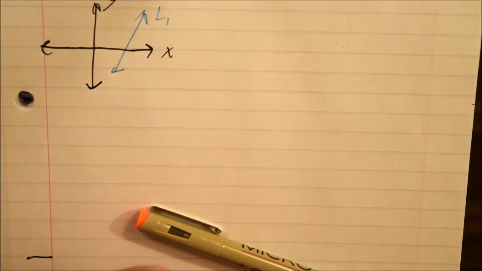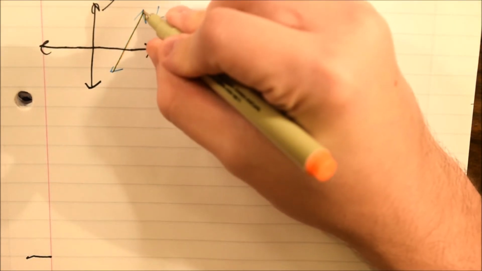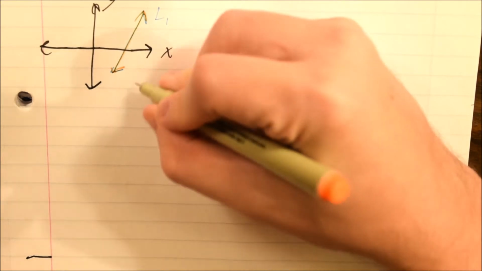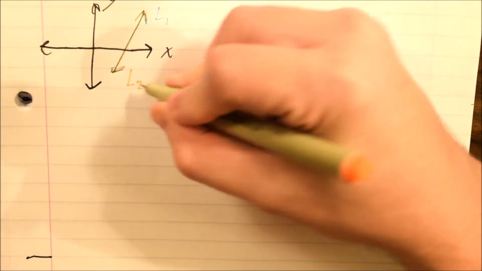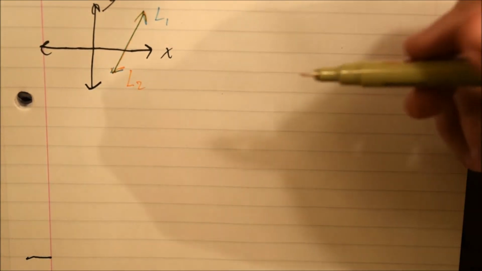Now for a system to have infinitely many solutions, what that really means is that my two lines are on top of each other. Or we could say that they're the same line. I'm going to call that one L2. So if I have a system and I get that my two lines are the exact same line, that means I'm going to have infinitely many solutions.